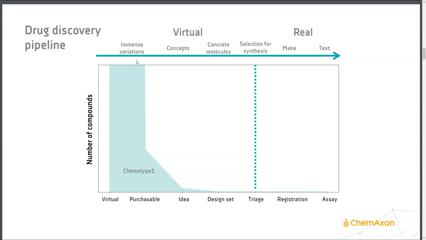You have an almost immense chemical space, if you think of the virtual libraries that can include billions of compounds, and for one chemotype that can be even hundreds of thousands. But if you think of the ones that can be synthesized or purchased, the number will drop significantly. And if you consider only those that are close to your idea, you will get a smaller subset that you would like to select and pick, filter into your design set, triage them based on these applied models that you have in-house or what's offered by various vendors, and then synthesize them, register them, and collect assay data.